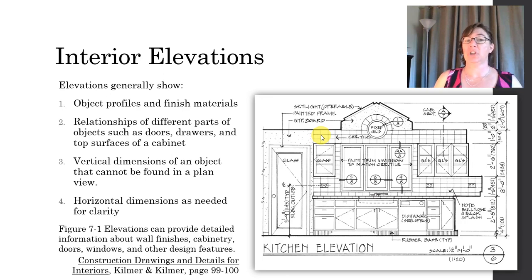It'll show the relationships to different parts of the objects, doors, drawers, top surfaces. All right, so this is information that you can't see in a floor plan. We can't tell where the doors and drawers are just by looking at a floor plan. We'll also show any vertical dimensions of an object, again, that can't be shown on a floor plan, and any horizontal dimensions that are needed for clarity.